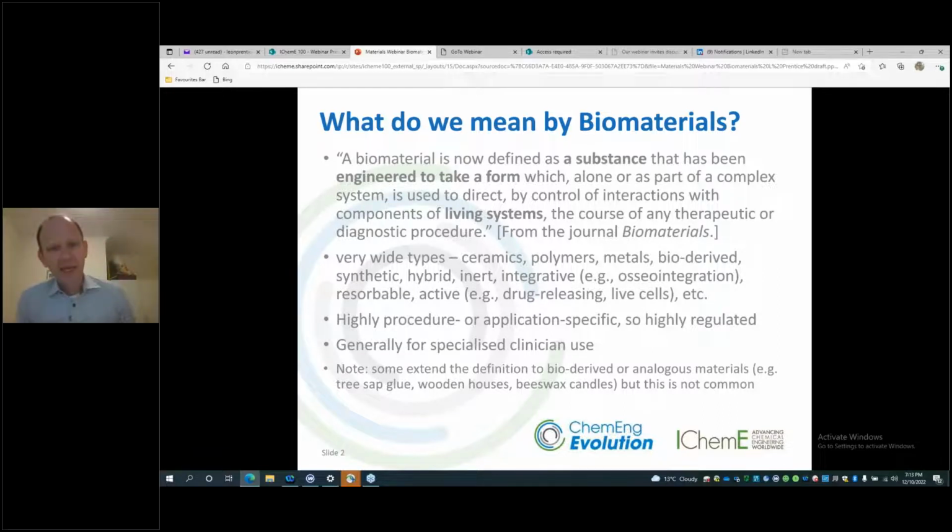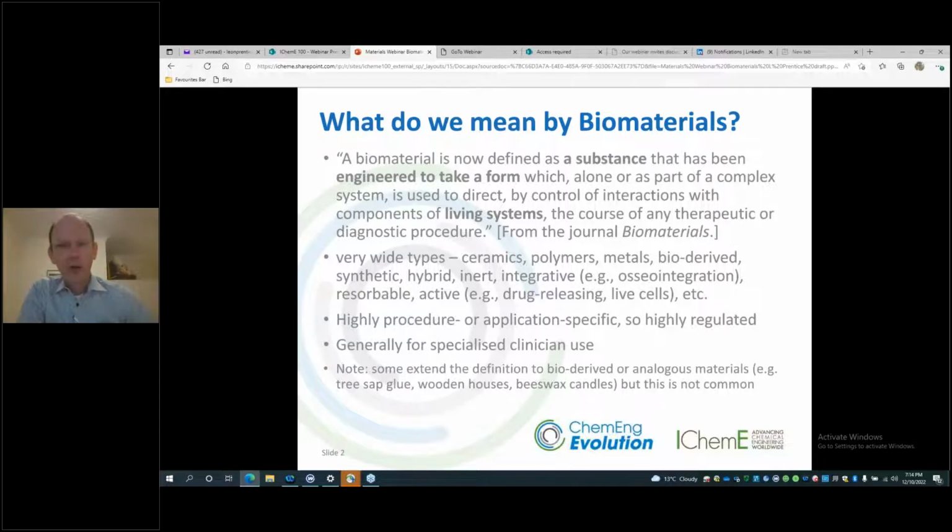So it's a very, very big field in terms of the breadth of materials that we're talking about, but it's also very highly procedure or application specific. So it's very highly regulated as far as that goes. And these materials that we're talking about are generally for specialized clinicians' use. I'm not really talking about the Band-Aids that you'd use at home, though they can be thought of as a biomaterial, if you really want to put it that way. But they generally go to hospitals, dental practices, other areas like that.